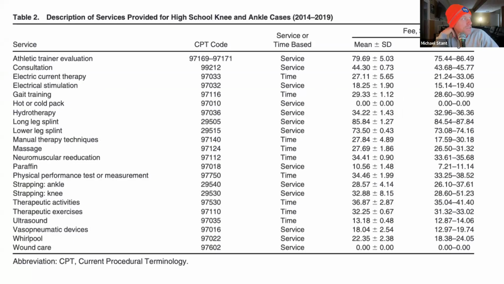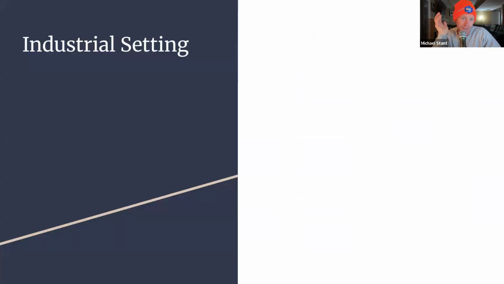So I also put this in here from the article mainly because these are all the CPT codes and the average fee. This is how they did it, right? They said, hey, they did one massage for that ankle. The typical physician fee for that is $27.69. So that was the cost. And that's how they determined the cost for that. Okay. So that's all there is in the high school setting, right?